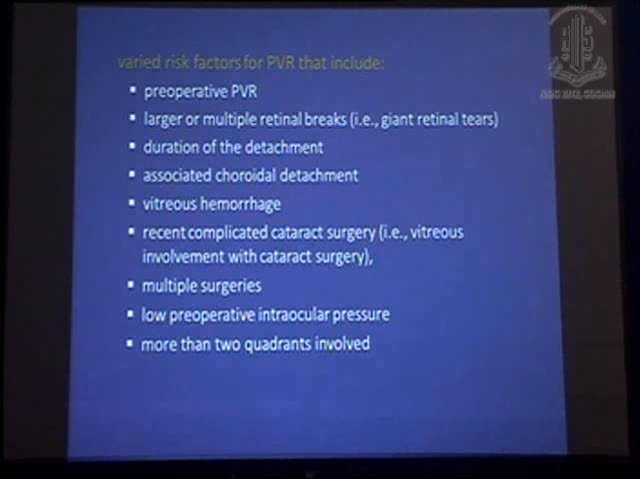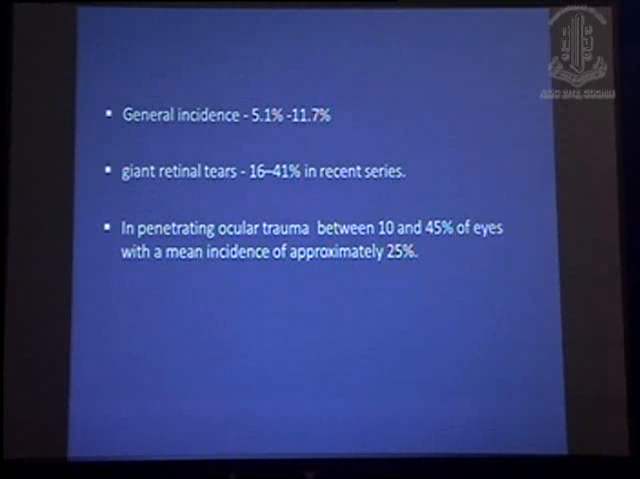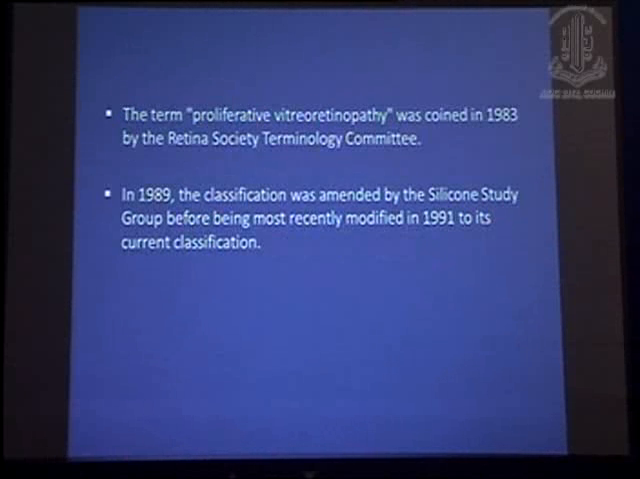I would like to go into the details. In short, all these events lead to a breakdown of the blood ocular barrier, in turn leading to PVR. General incidence is 5.1 to 11.7%, with giant retinal tears, about which Manish spoke so eloquently, with excellent videos that he showed, 16 to 41%. In penetrating ocular trauma, 10 to 45%. And if there is an accompanying vitreous hemorrhage or a trauma, the incidence increases also.